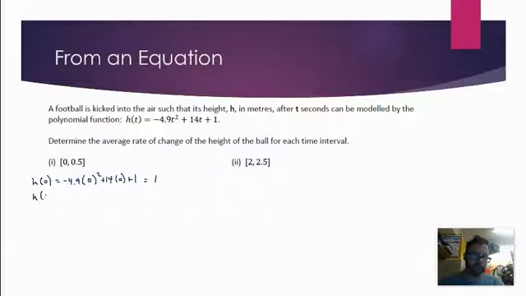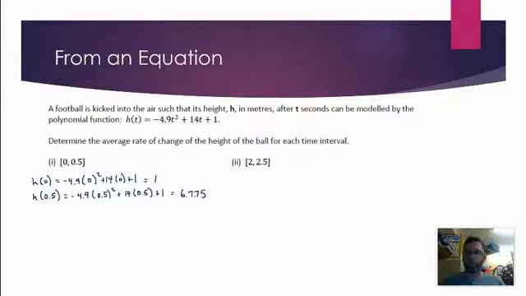And then we need to know the height after 0.5 seconds. I'm going to have to dig my calculator out here. And I'm not going to show a bunch of steps here. I'm just going to slam that out on my calculator. Minus 4.9 times 0.5 squared plus, that would be 7 plus 1, 6.775.